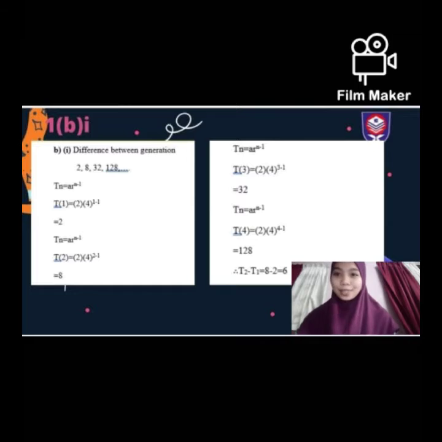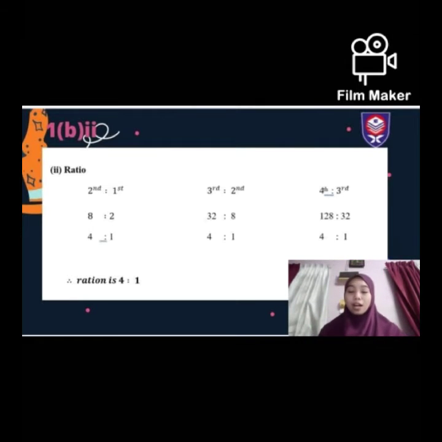6. To answer the question 1b, the question is, what is the ratio of the second generation to the first generation and the third generation to the second generation? Okay, to answer the question, what is the ratio of the second generation to the first generation?